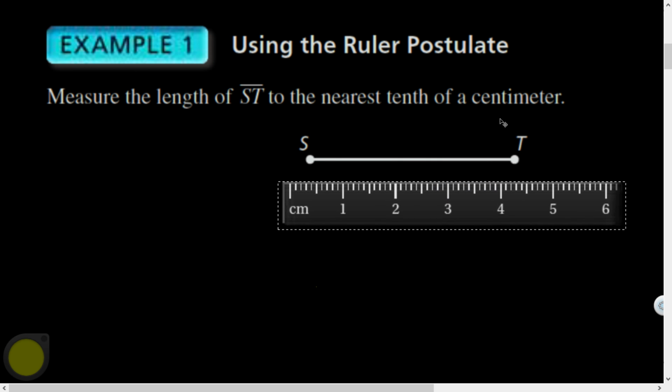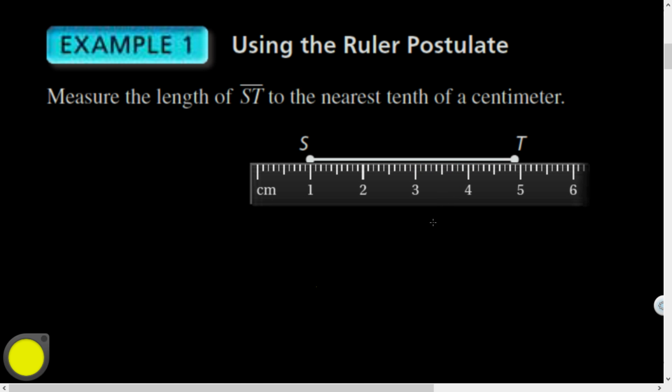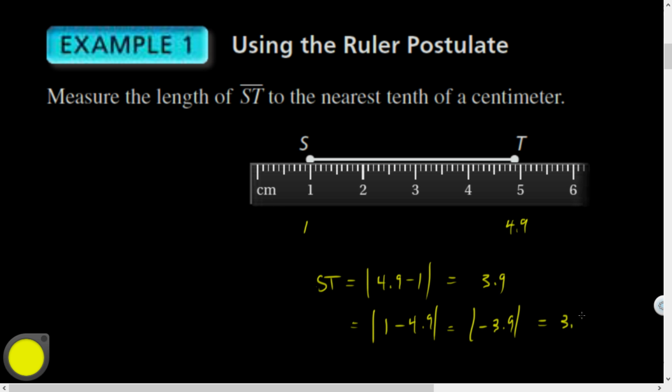It looks like 3.9. But I want to point out, we could actually have the coordinates of one of the points not be at 0. So this might have a coordinate of 1. This might have a coordinate of 4.9. And ST is going to have a distance of the absolute value of 4.9 minus 1, which is 3.9. Same distance. Also, it could have equaled the absolute value of 1 minus 4.9, which would have been the absolute value of negative 3.9, and absolute value always makes that positive.